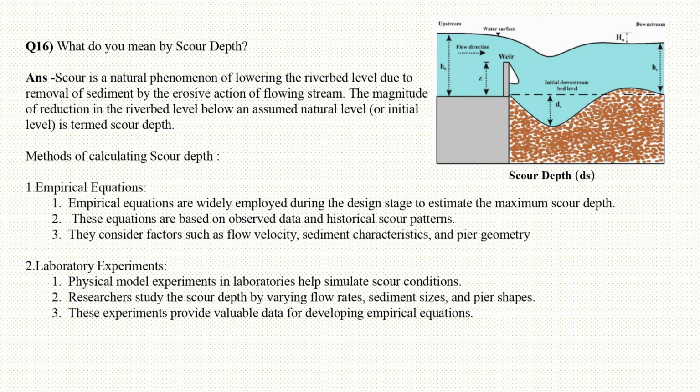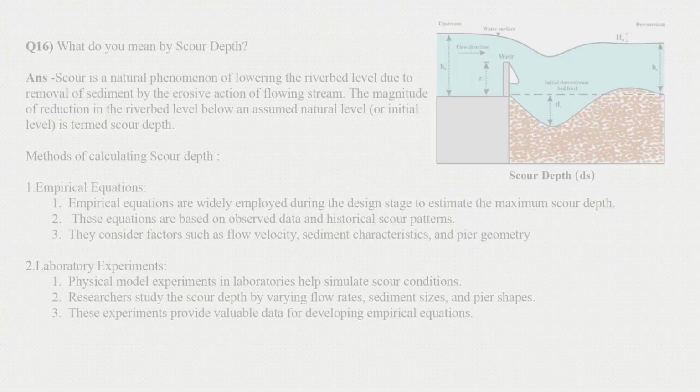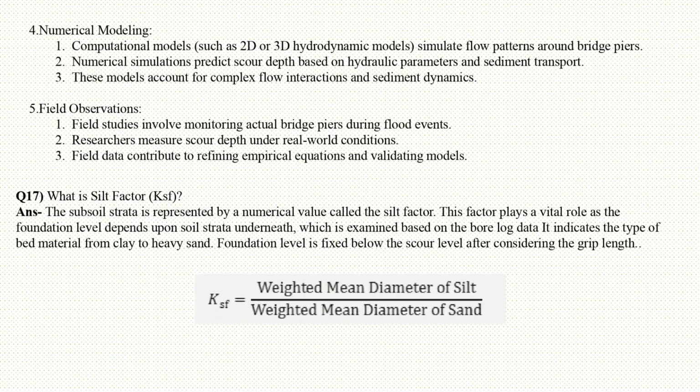3. Numerical modeling. Computational models, such as 2D or 3D hydrodynamic models, simulate flow patterns around bridge piers. Numerical simulations predict scour depth based on hydraulic parameters and sediment transport. These models account for complex flow interactions and sediment dynamics.